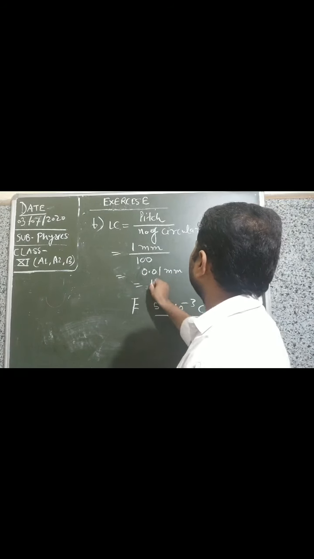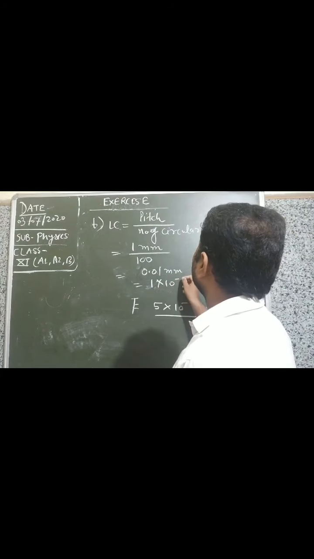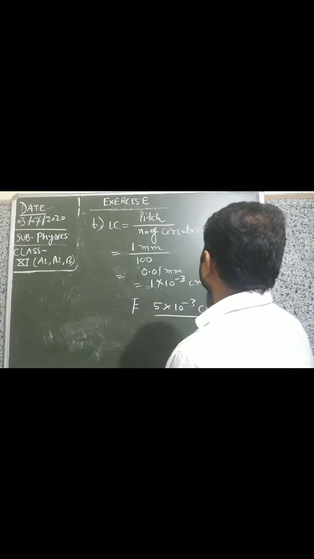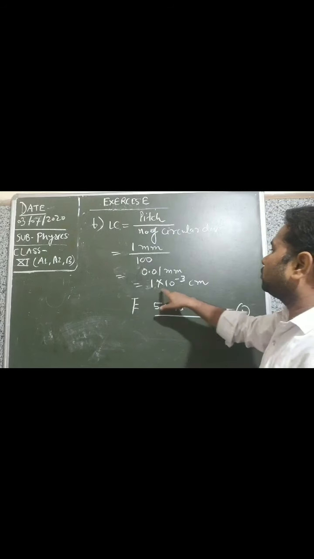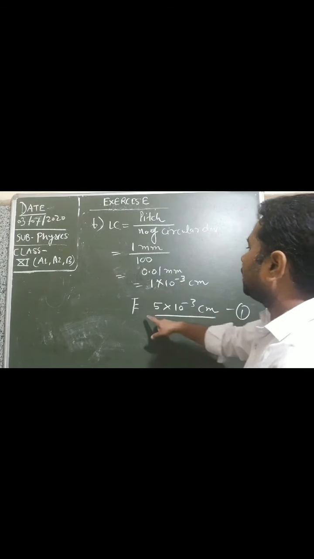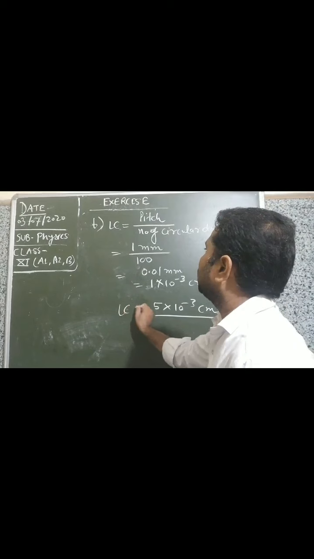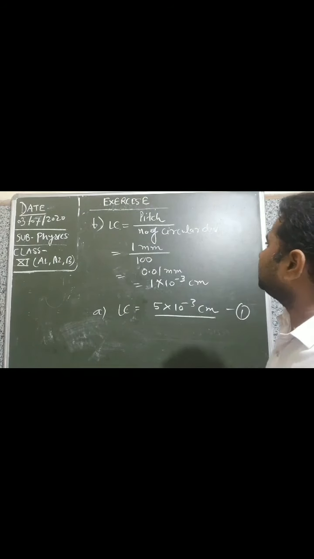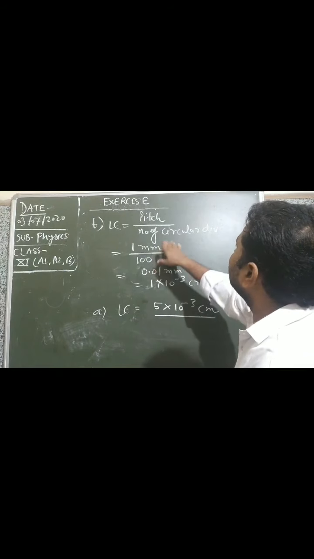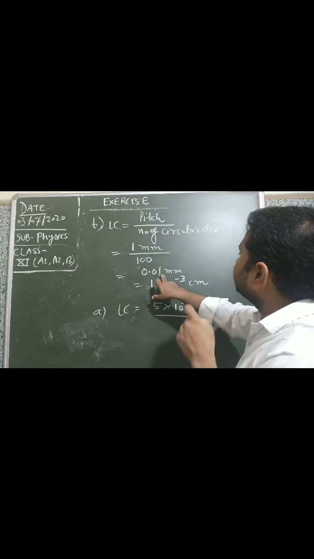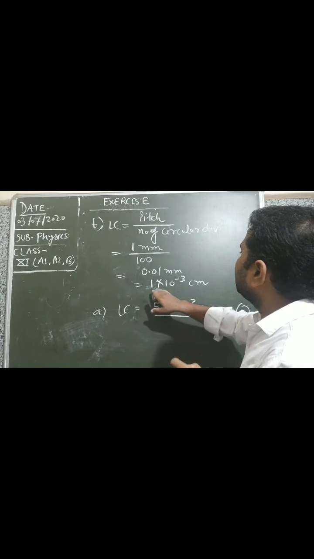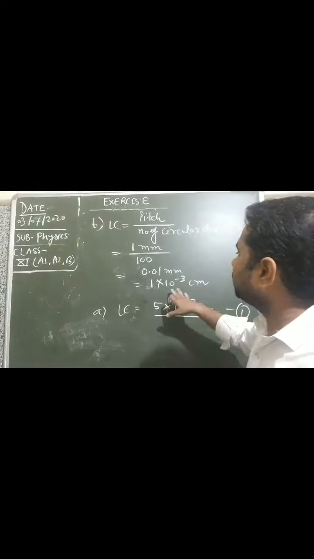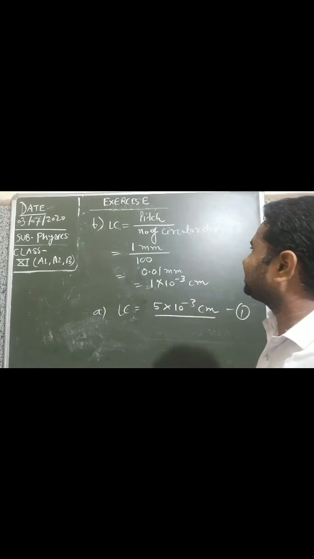You can write here 1 into 10 to the power minus 2 mm; one more power, so minus 3 centimeter. So it is 1 into 10 power minus 3 centimeter, and the least count of the Vernier calipers is 5 into 10 power minus 3. See, the calculation is correct: 1 mm upon 100, or 0.01 mm, or 10 power minus 3 centimeter. So the least count of the screw gauge is 1 into 10 power minus 3 centimeter.